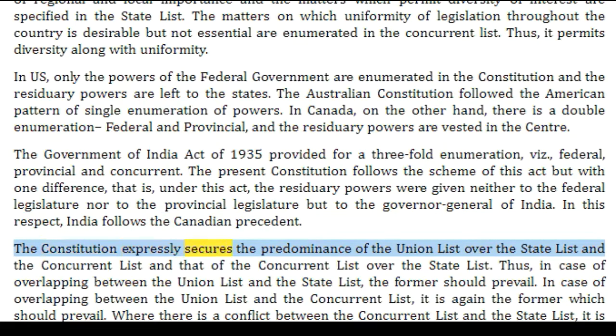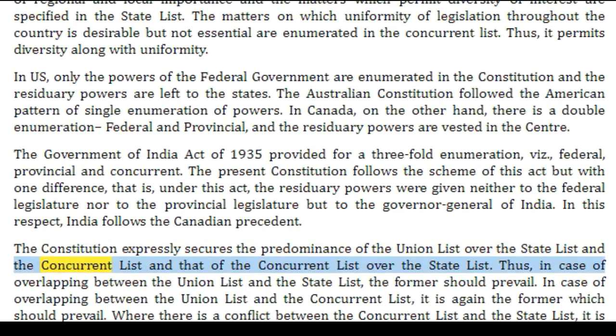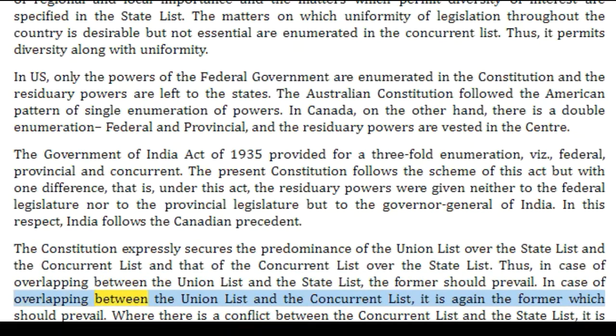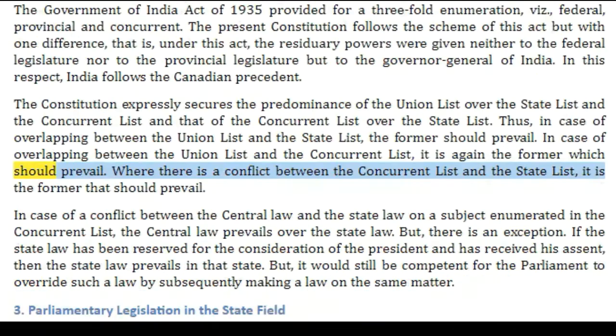The Constitution expressly secures the predominance of the Union list over the state list and the concurrent list, and that of the concurrent list over the state list. Thus, in case of overlapping between the union list and the state list, the former should prevail. In case of overlapping between the union list and the concurrent list, it is again the former which should prevail. Where there is a conflict between the concurrent list and the state list, it is the former that should prevail.